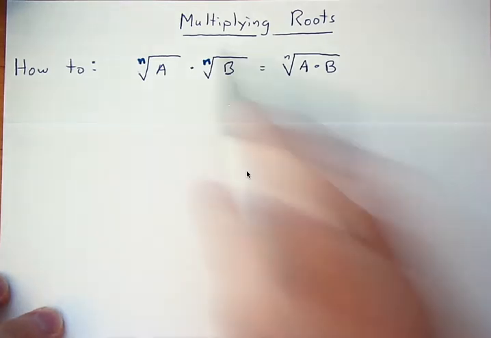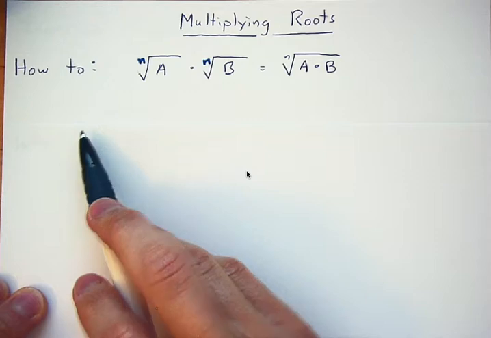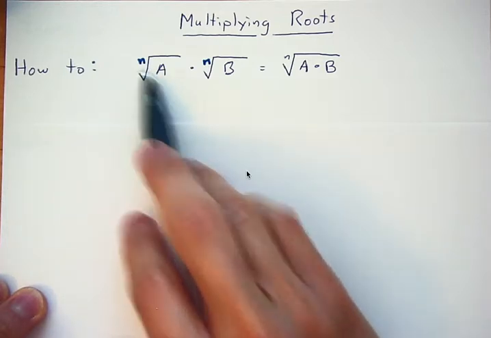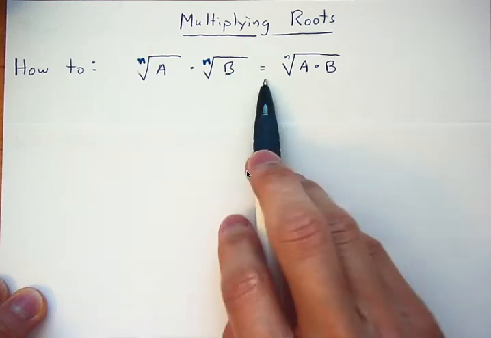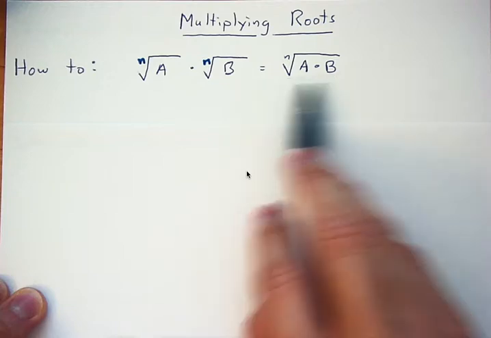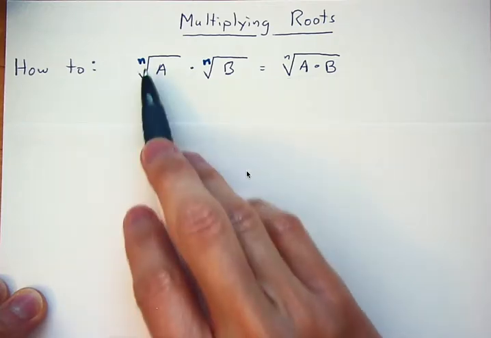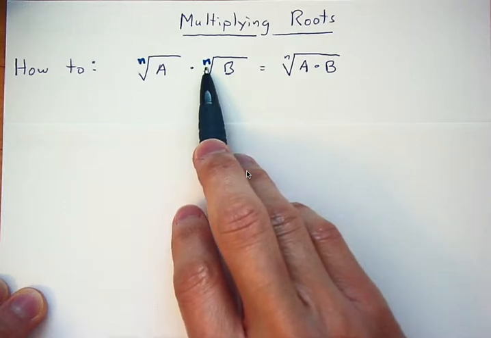I'm going to be talking about multiplying roots. Now, exactly how do you multiply roots? If you have the nth root of a times the nth root of b, it would just equal the nth root of a times b inside one root. This works as long as those numbers there are the same.